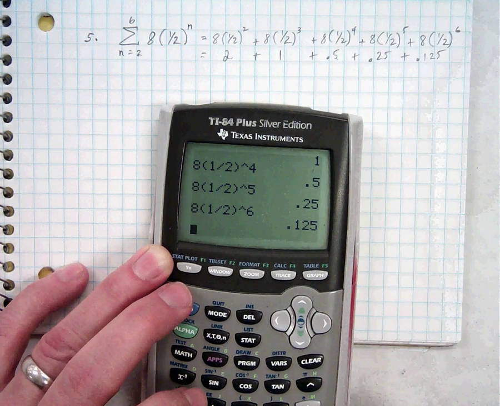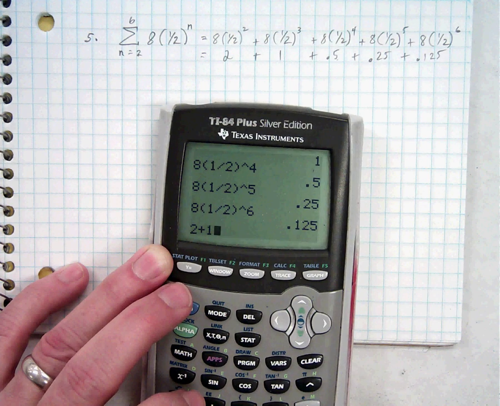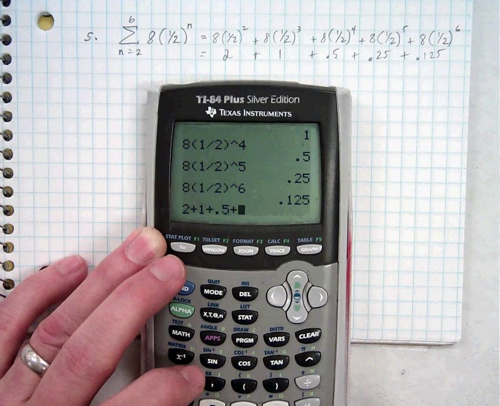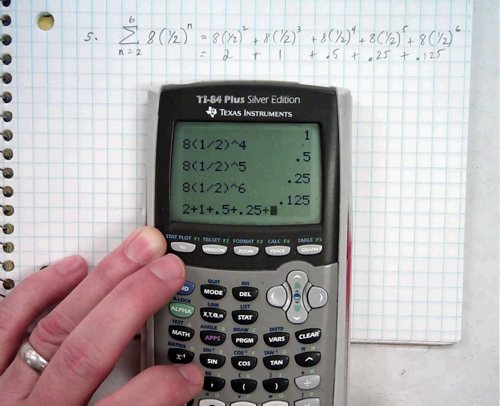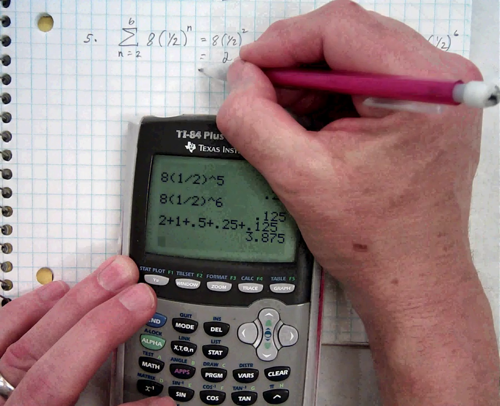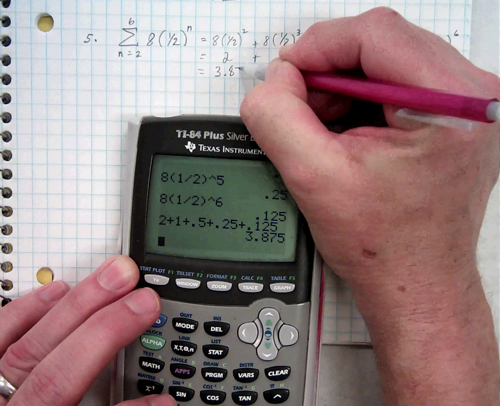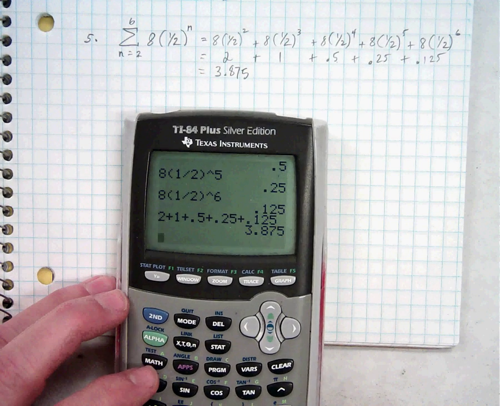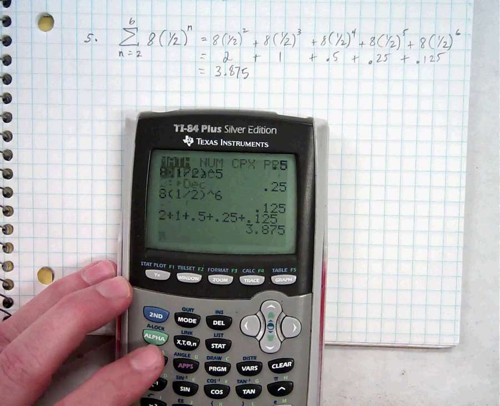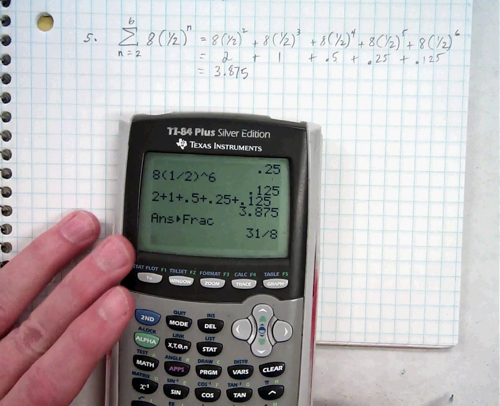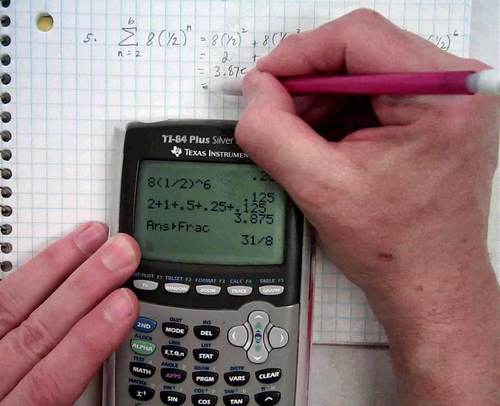All right, so let's add those up. 2 plus 1 plus 0.5 plus 0.25 plus 0.125. That's 3.875. All right, we can turn that into a fraction. The way you do that on the calculator is you go to math. First choice is fraction, choose it, and then just hit enter. It gives you an improper fraction, which is perfectly fine. So that's 31/8.